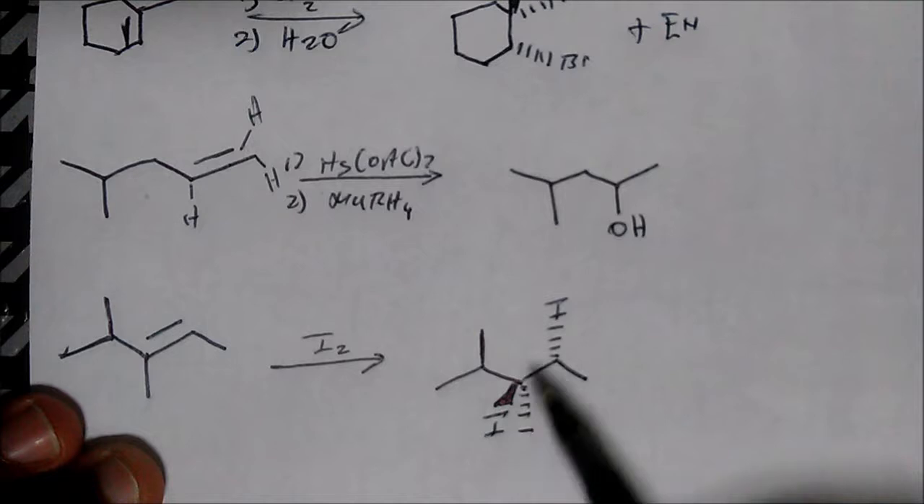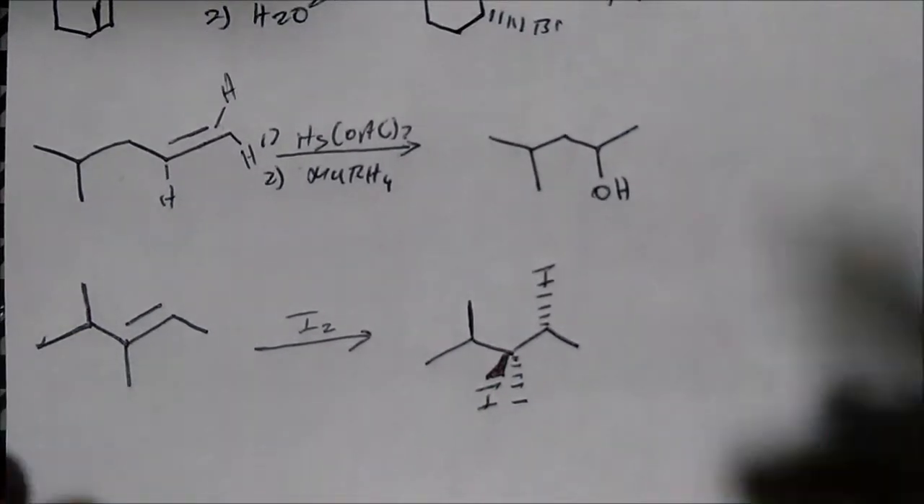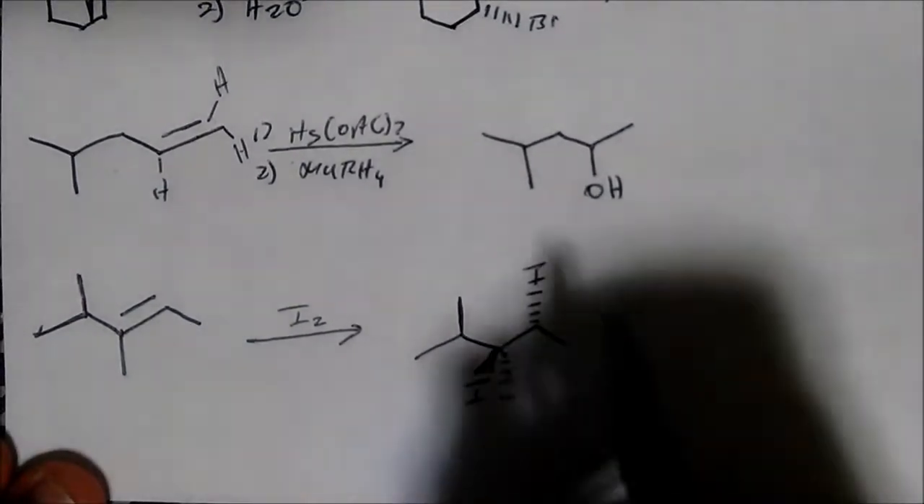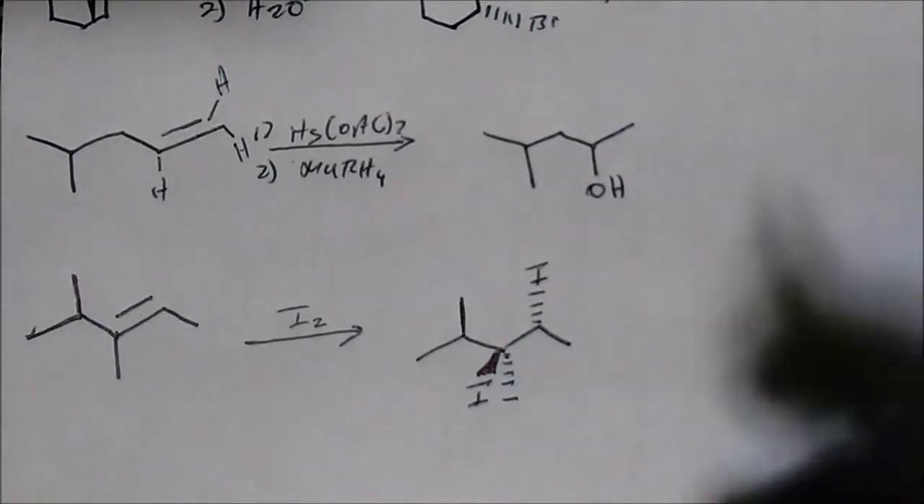You could get it the other way, where you could change the chiral centers, where you have this iodide coming out at you and this iodide going away. Either or, it doesn't matter. Just remember, we add two halogens across a carbon-carbon double bond, and they add anti to each other.